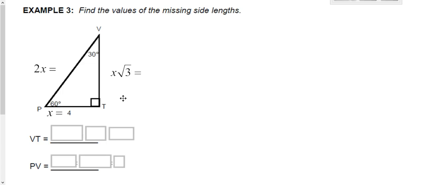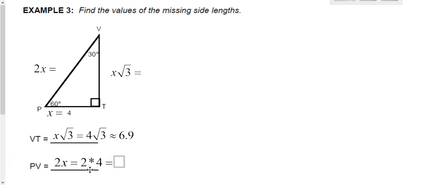All right. So since we know what x is, we can just start plugging them into these two and figure out what these other two sides are. So side VT, this one right here, is x times the square root of 3. And the x is 4, so we got 4 times the square root of 3, which is approximately 6.9. Our hypotenuse side is 2 times x. So we're going to take 2 times the x is 4, so 2 times 4 is 8. It's twice as big as that little side.